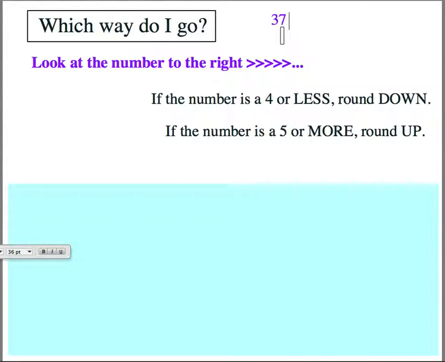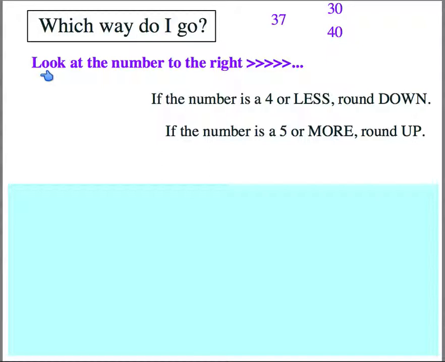So when we see a number like 37, and we hear, round this number to the nearest 10, well, which way do we go? Do we round it to a 30 or do we round it to a 40? Those are our choices. Which way do we go?